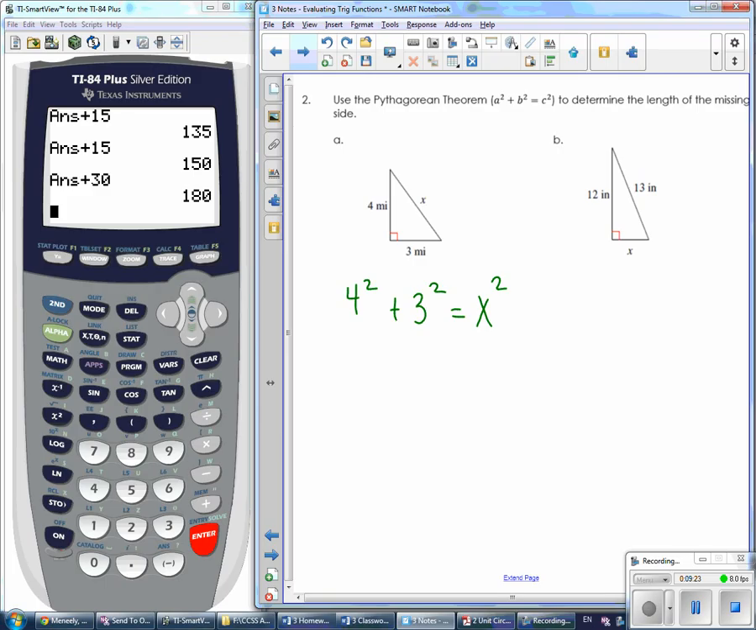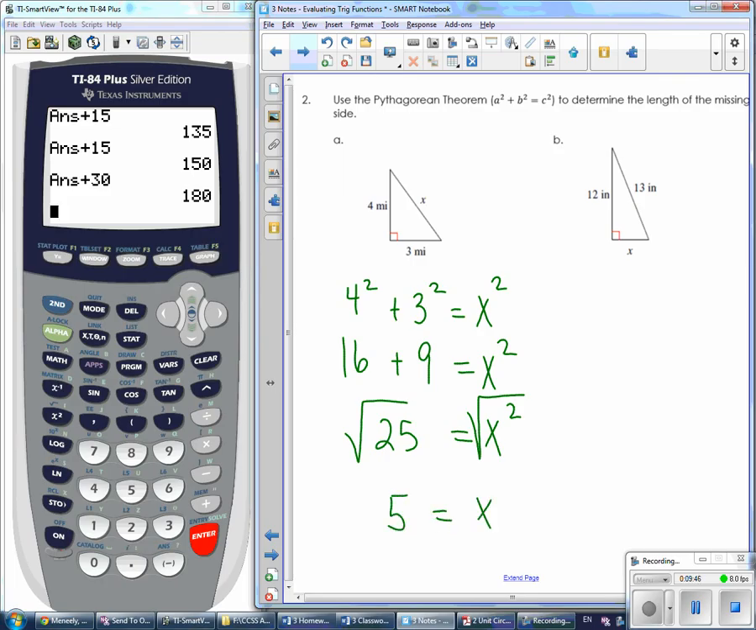So 4 squared is the same as 4 times 4, that's 16. 3 squared is 3 times 3, which is 9. And that's going to equal x squared. And 16 plus 9 is 25. And then to solve for x, we need to take the square root of both sides. Now technically, when we do this, we should have 2 answers, a positive 5 and a negative 5. But because x represents the length of a triangle, it's got to be positive.